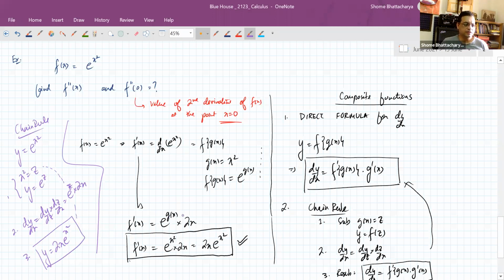So this is now just the derivative. Remember, we have to find the second derivative. So we have to differentiate this once more. Now you notice that when we are going to differentiate this once more, it's a product of two functions. One is the linear function 2x, and the other is again the same function e raised power x square.